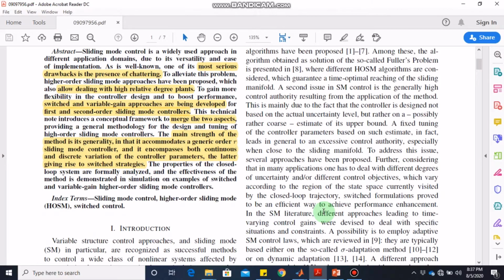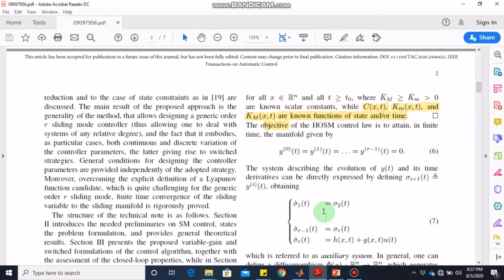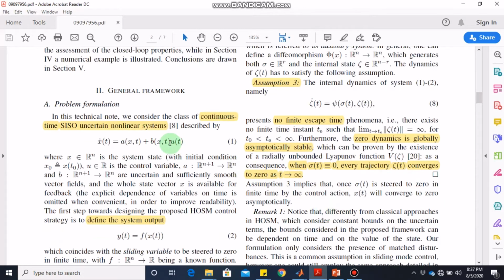Overall, there's an introduction of this paper, and then section 2 is the important section where the problem formulation is discussed. The main system being considered by this paper is a single input single output system, where you have x dot equal to some function a of x and t, plus some function b of x and t times u of t. You can see that this system is linear in the control input, and it has a single control input, u belonging to R. In general this can be an nth order nonlinear system.